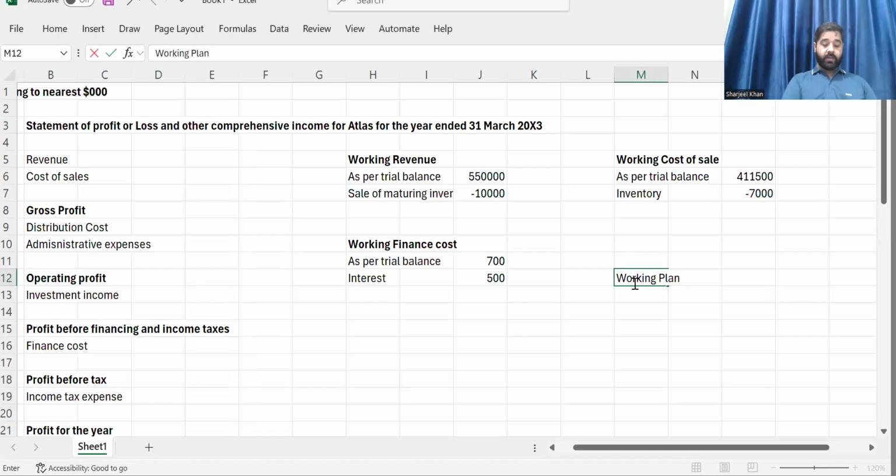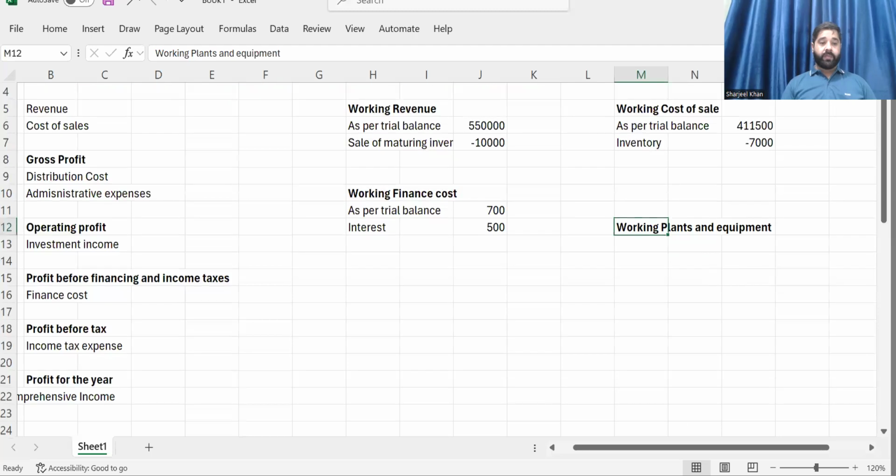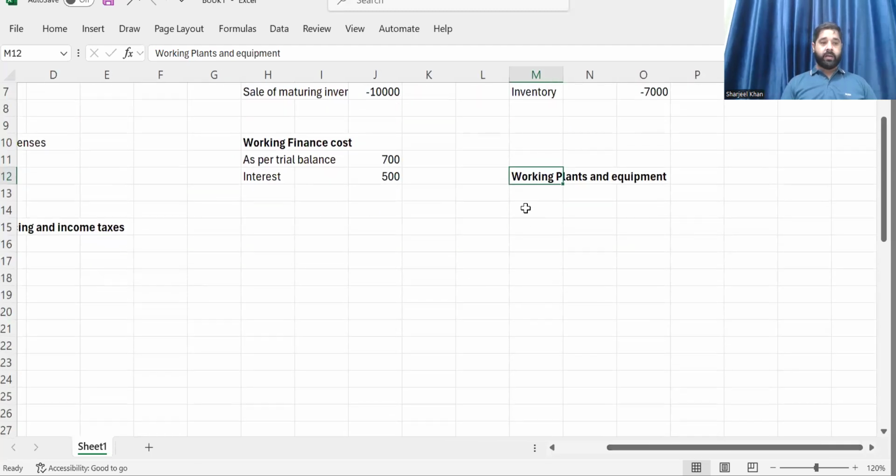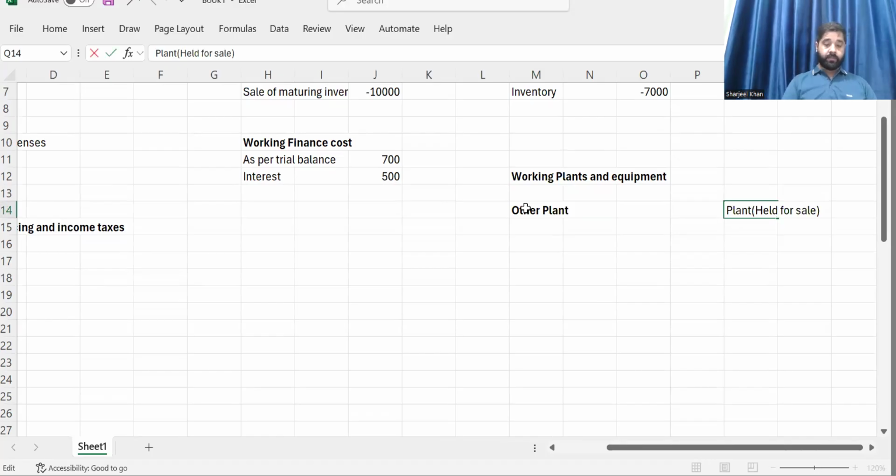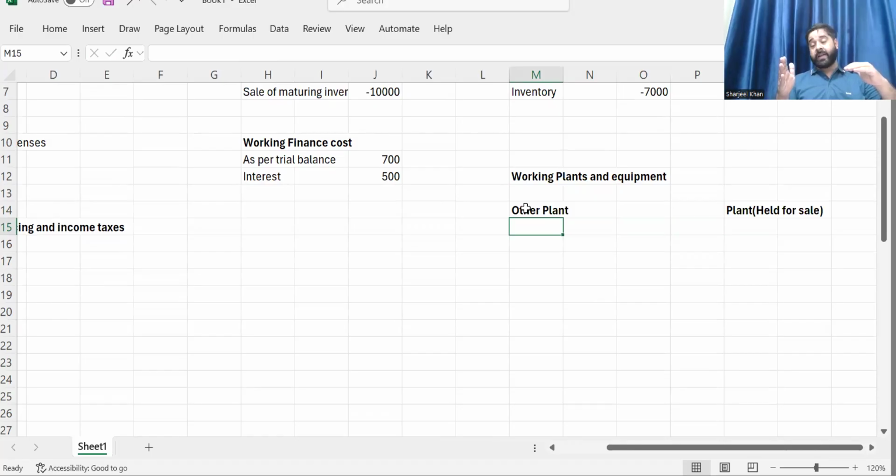Working: plant and equipment. I will make 2 columns. I can do it combined as well, but I will make 2 columns to avoid confusion. What is for the other plant? Other plant means if we remove that plant which is classified as held for sale. You can calculate the depreciation expense for the first 6 months, then remove the plant which is classified as held for sale, and then calculate the depreciation for the rest as well.